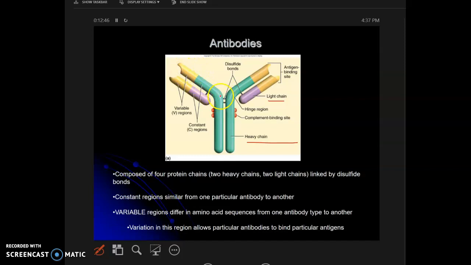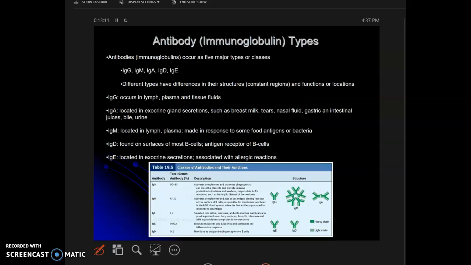So here there is a constant region and then there's a variable region. Now this variable region is the one that varies from antibody to antibody. And all of these are joined, these four chains, 1, 2, 3, 4. What are these chains made of? Amino acids. These are protein chains, okay? So these chains are bound by disulfide bonds. So there are different types, which is again very important.